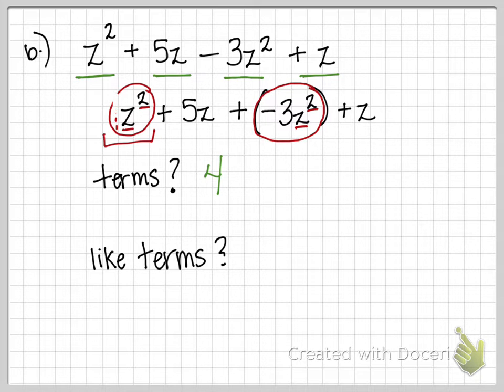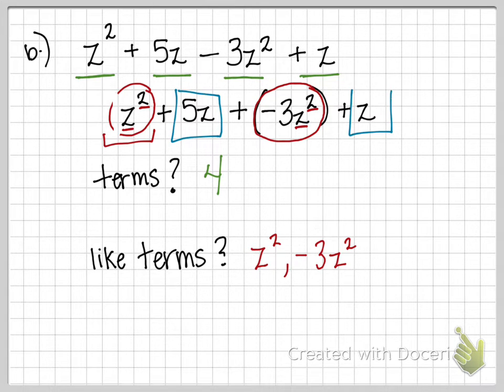Erase that. Let me write those down here. So z squared, let's write that down here. We've got z squared and negative 3z squared. Those are like terms. What are my other like terms, Sam? 5z. Good. 5z and z. What's the coefficient of 5z? What's the coefficient, Charlie? 5. What's the coefficient of z? Nicholas? 1. Very good. The coefficient of z is 1. We just don't say it every time.